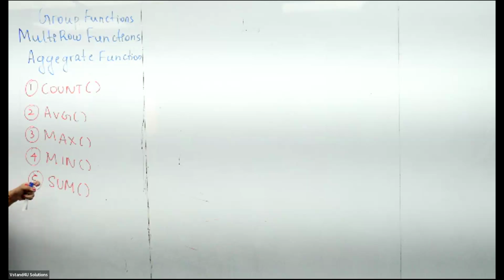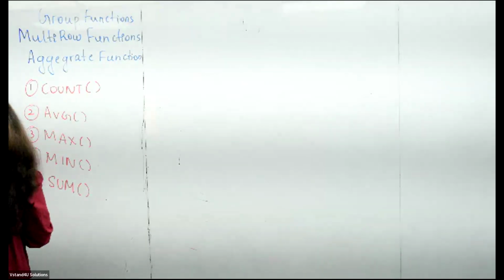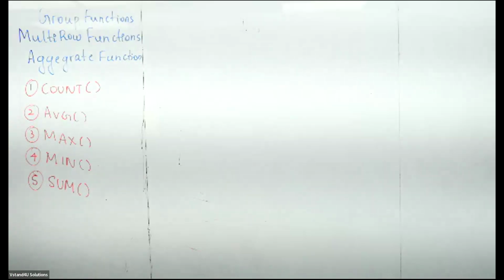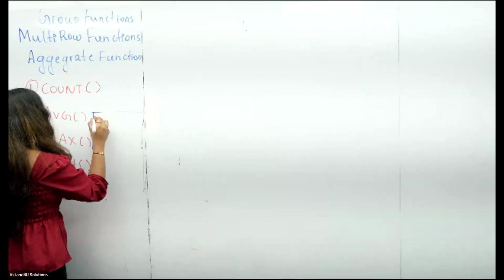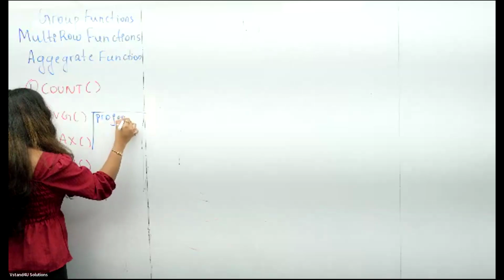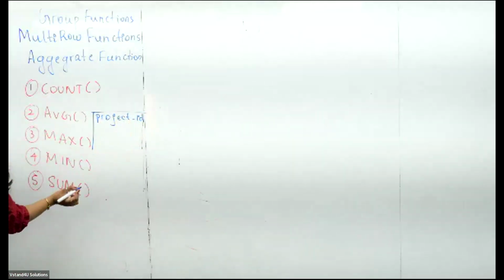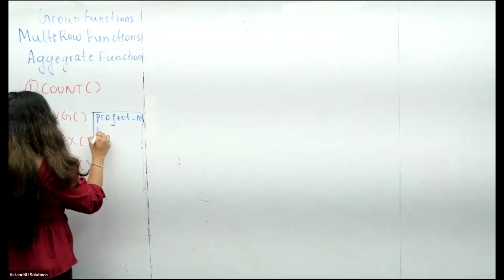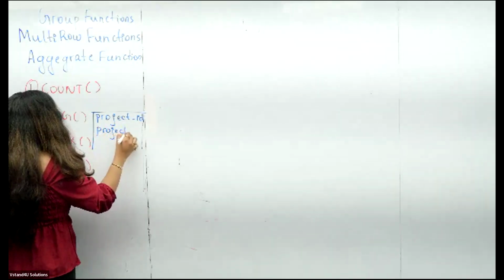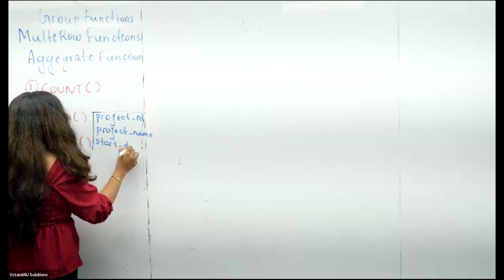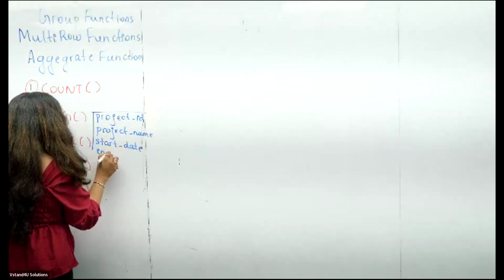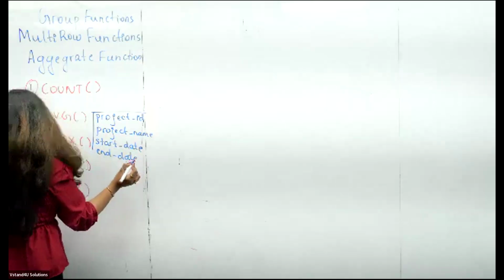First of all, for this one, you have to create a table called projects. Take down the table name as projects. In that projects table, you are supposed to have project ID, project name, then start date, then end date.